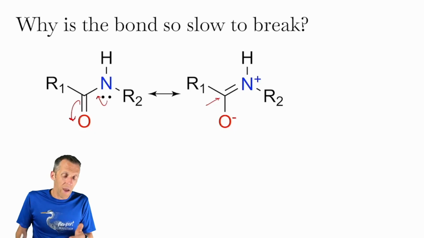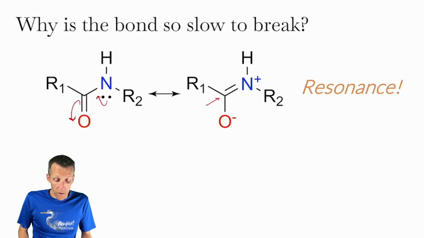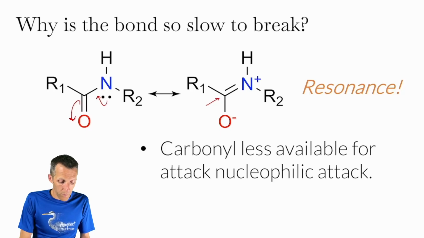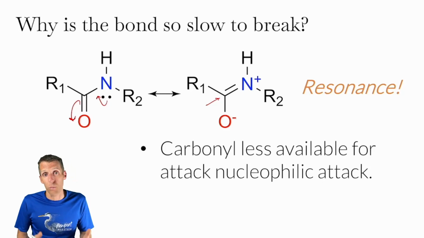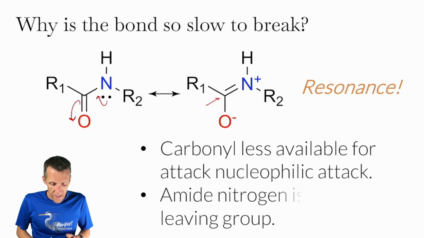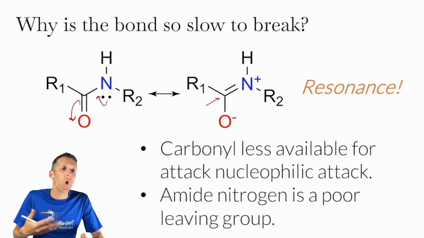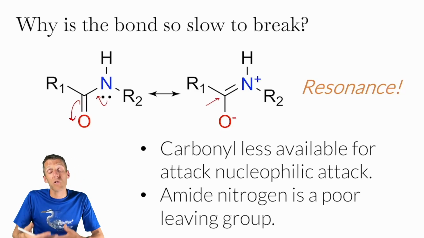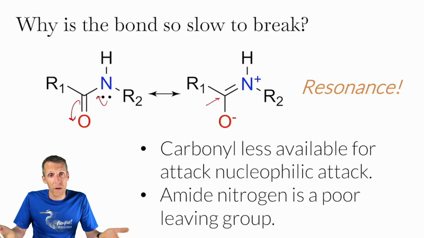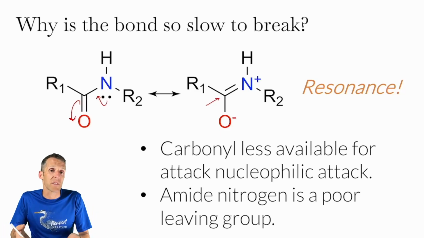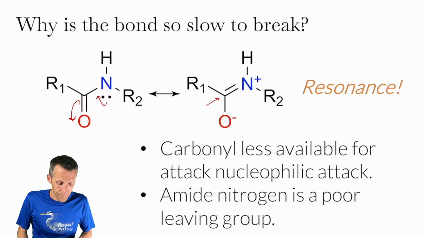And this has two effects on the rate to break it, to cleave the bond. The first is this carbonyl. Remember, the way that this bond breaks is hydrolysis with a nucleophilic attack at the carbonyl. That carbonyl is simply less accessible because of this resonance form. And second, the amide nitrogen is actually a very poor leaving group. So in order for this bond to break, you have to do two low probability things. You have to get an attack, and you have to get the nitrogen to leave. If those two low probability things happen, sure, the bond breaks, but that just doesn't happen very often, and so it's a slow reaction to do so.